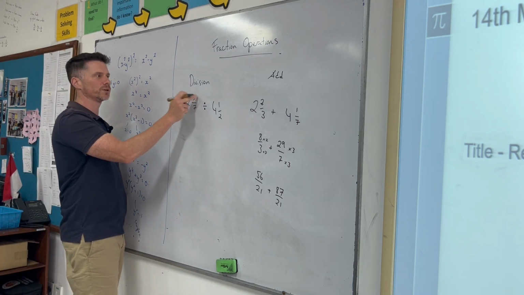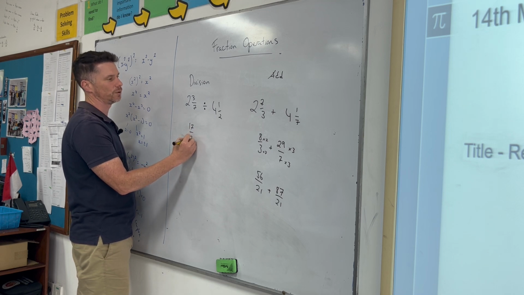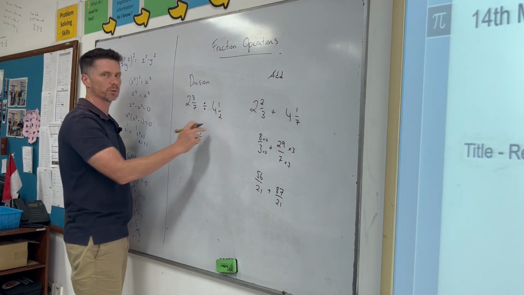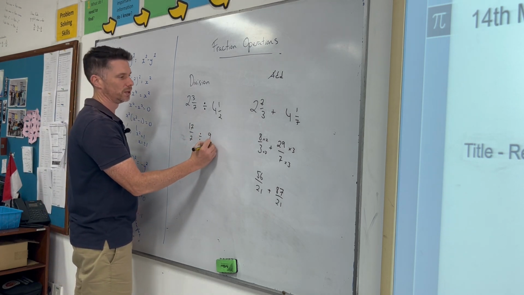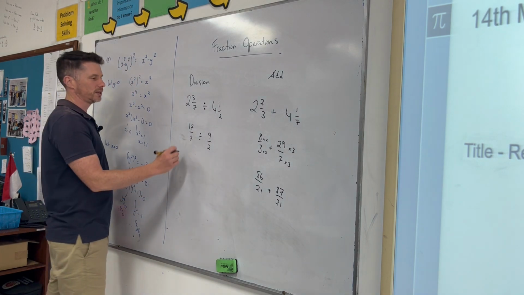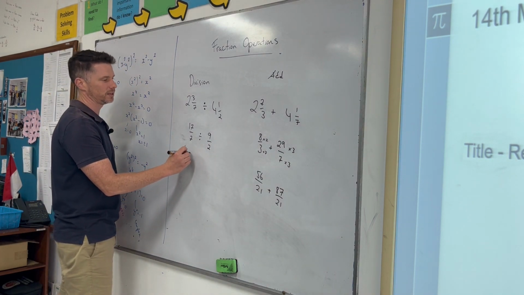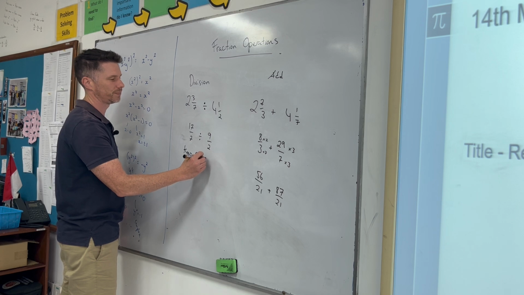2 times 7 gives 14. Added to the top, I get 17 over 7. Divided by, what's this one? 9 over 2. Thank you, 9 over 2. Now I do my Kentucky Fried Chicken. I keep it. I change. And I flip.